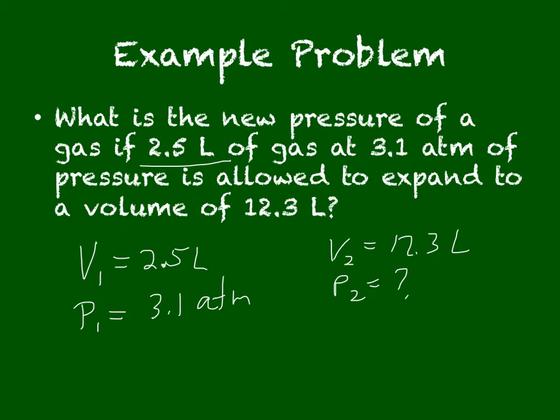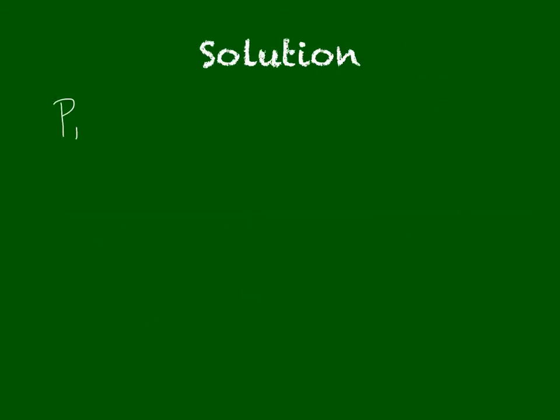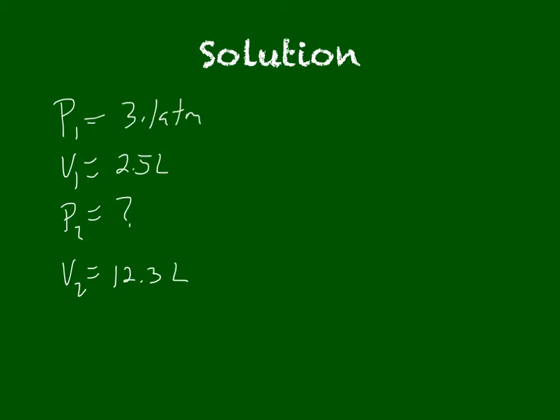Now to determine which is volume 1, volume 2, pressure 1, and pressure 2, you really have to read the problem carefully. This says, what is the new pressure? So that means that it's the second pressure. Of a gas if 2.5 liters of a gas at 3.1 atmospheres is allowed to expand to a volume. So that means that volume must be volume 2. Therefore, the other two quantities must be our volume and pressure 1. So once we've got our pressure 1, our volume 1, our pressure 2, and our volume 2 listed, we can write our equation.